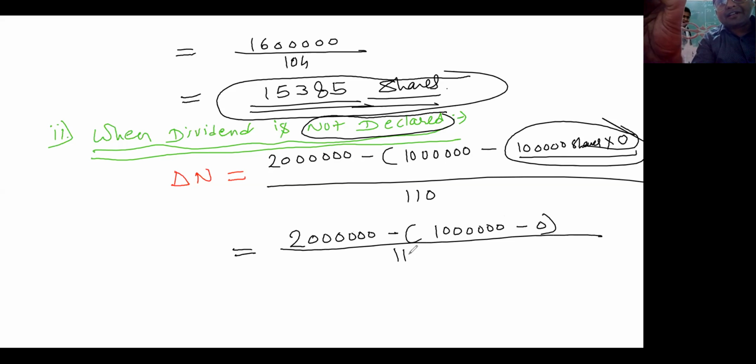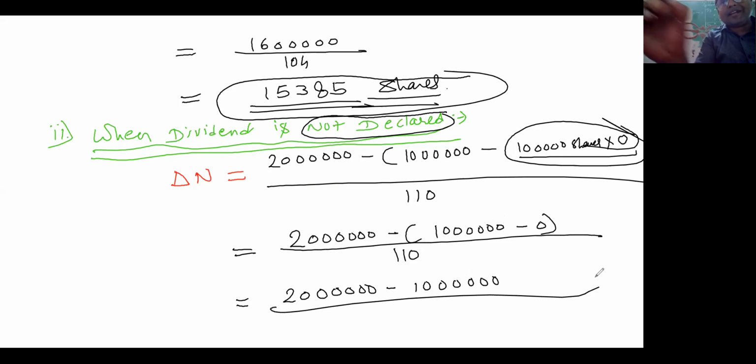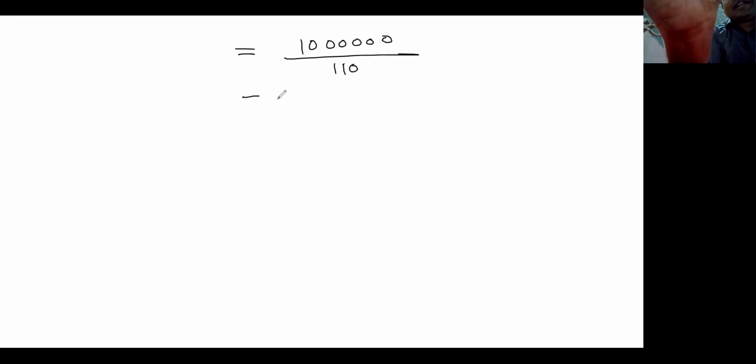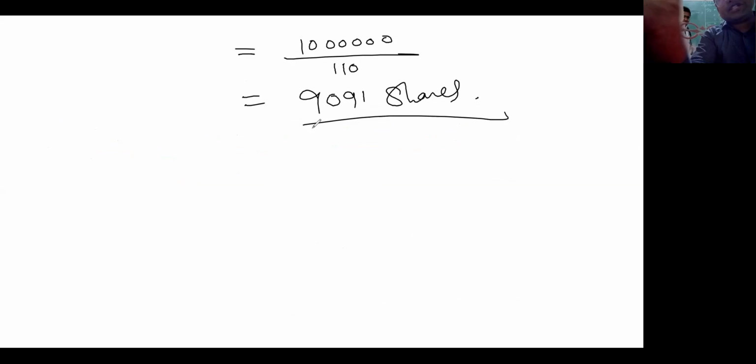divided by 110. So 20 lakhs minus that will be 10 lakhs only, 10 lakhs divided by 110. Okay. So how much is it finally? 10 lakhs divided by 110. So finally 90, okay, 91. 9091 shares will be issued.